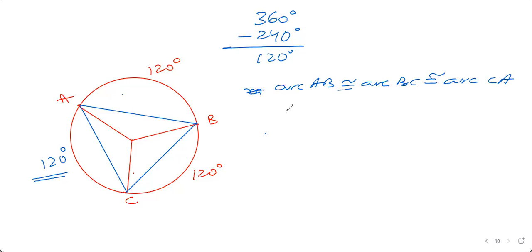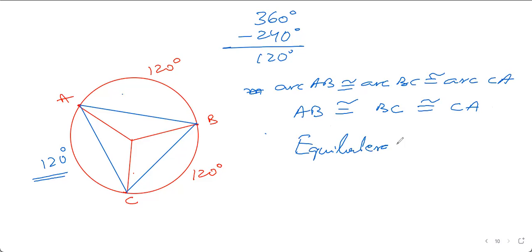Now the corresponding chords are AB, BC, CA. What is that theorem? Chords of congruent arcs are congruent. If these chords are congruent, which are the sides of a triangle, obviously this is an equilateral triangle. It's an equilateral triangle.